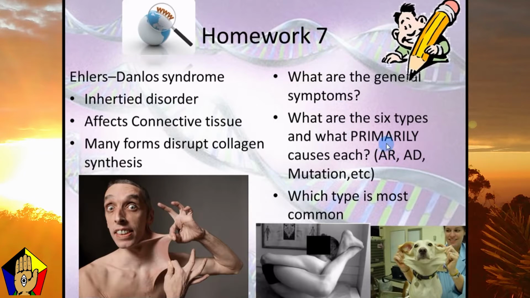You're going to tell me, is it primarily autosomal recessive, autosomal dominant, or is it primarily because of mutations? So when you list off the 6 types, put AR, AD, or mutation afterwards. Just tell me what it primarily is. Right? And then which of those types is the most common? Go ahead and pause and then come back when you're ready.